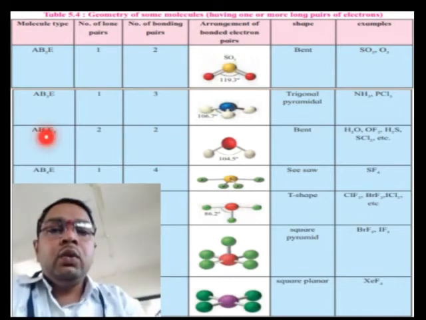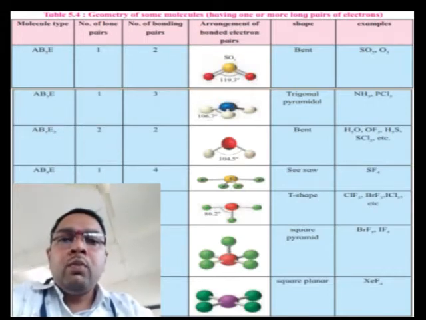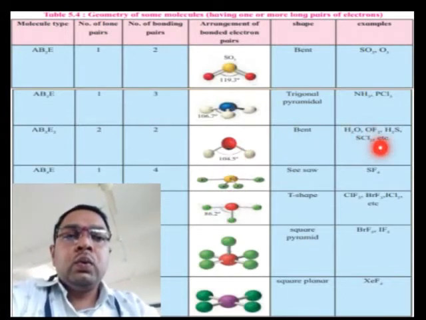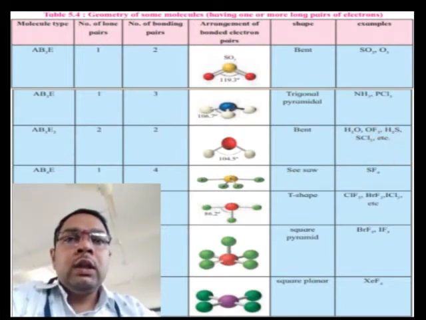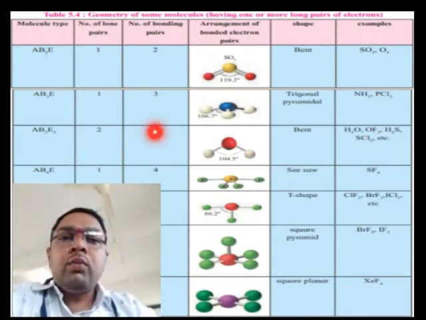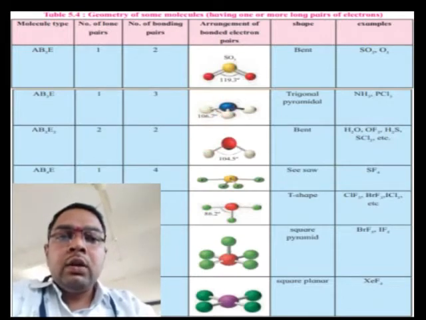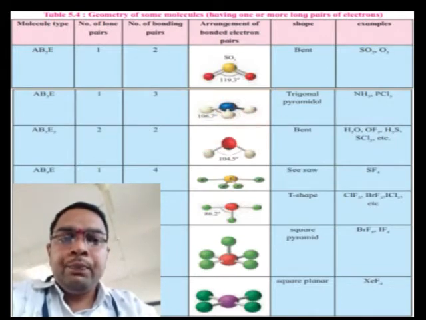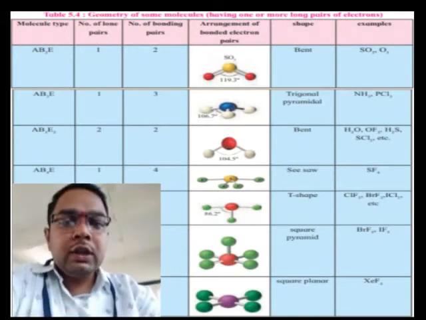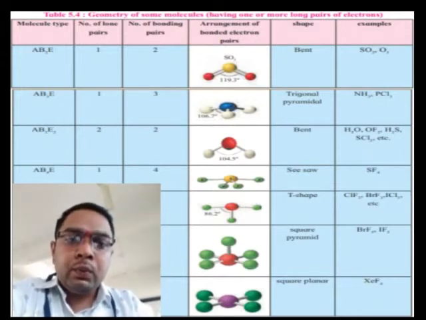Another example is AB2E2, where the number of lone pairs is 2 and bond pairs is 2. The molecules have a bent shape. Examples: H2O, OF2, H2S, SCl2, etc. In this case, there are 2 bonding pairs and 2 lone pairs. These 2 lone pairs are present on the central atom, and therefore the molecule changes its shape. This molecule is not linear, it forms a bent shaped molecule.